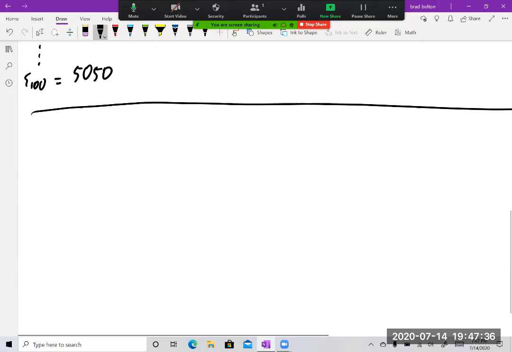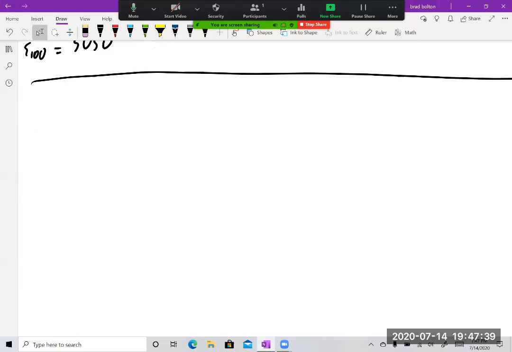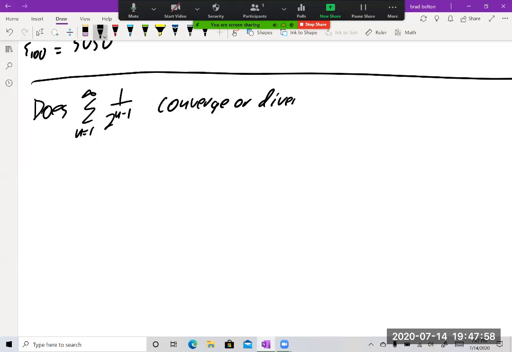So I'm going to show you one where I already have the values inputted, and I just want to show it to you guys. So let's say, does the series n equals 1 to infinity of 1 over 2 to the n minus 1 converge or diverge? Okay, so we're going to try the same thing. We're going to say s sub 1 equals 1 over 2 to the 0. Well, that would be 1.